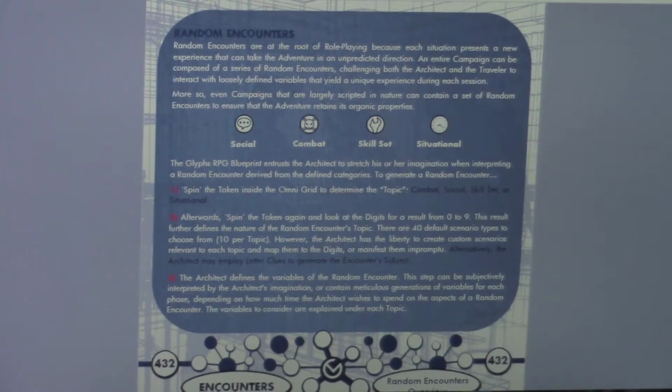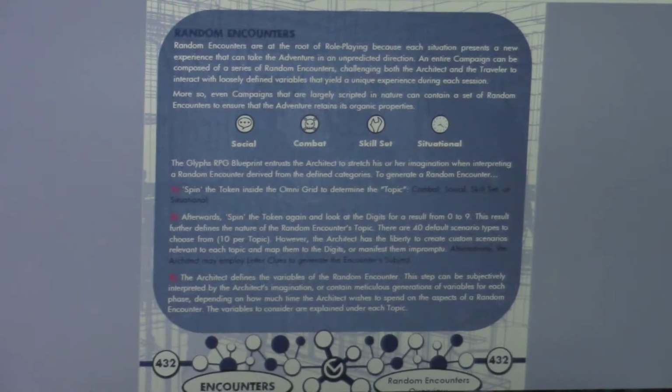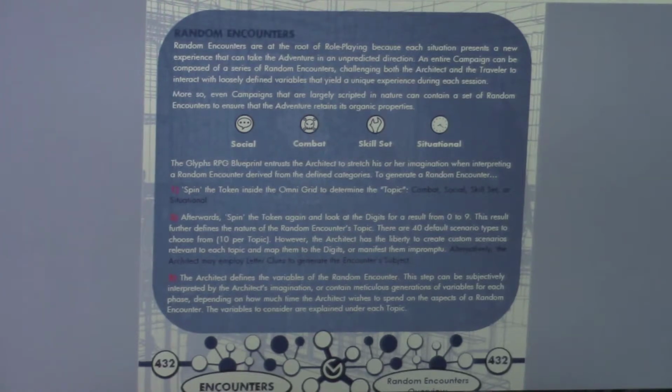different types of encounters there, leaning on interacting with your character, different conversations, different interactions in a social setting, right? Combat, pretty self-explanatory, you're going to be fighting something. Okay, skill set, you're going to be doing a skill check at some point, right? And situational, like I said, it pertains more to the background. So random or not, these are the topics that we recognize. Okay, so any kind of encounter in Glyphs will fall under one of these four categories.